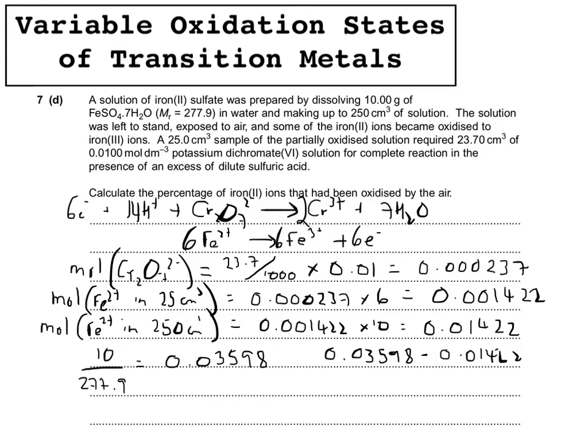0.01422. That tells us how many iron 2 ions were oxidised, but then divide that by how much was there at the beginning, 0.03598, and then times it by 100 to give us a percentage, and that gives us the answer, which is 60.5% to 3 significant figures.